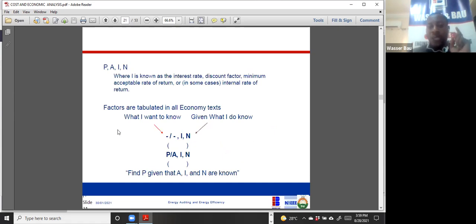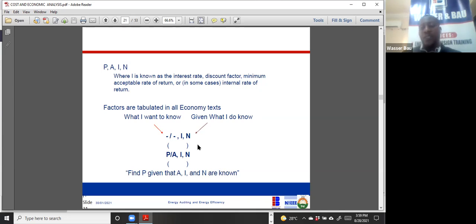Before we go into calculation, let me just say this. These are those terms I explained to you. If you see this formula written this way, everything on top is what I want to know, and everything under is given, what I do know. So in this case, I'm given N, i, A, and I want to know P. The explanation is: find P, given that A, i, and N are known.